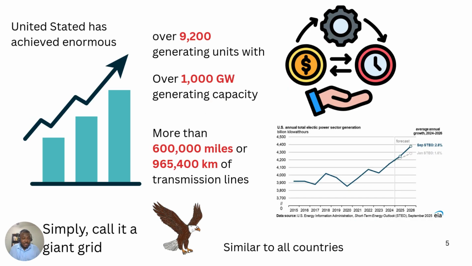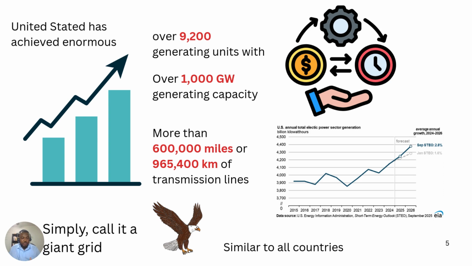How about the United States? The United States started with 400 kilowatts, powering 59 customers within the first month, 500 within the first year. It's now running over 9,200 generating units with over 1,000 gigawatts of generating capacity. And all of this is spread across 600,000 miles or 965,400 kilometers of transmission lines. I simply say this is, you can call it, the giant grid.